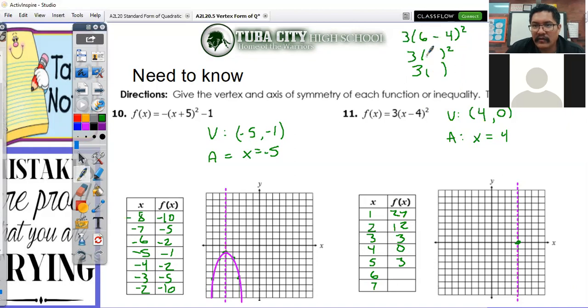6 minus 4 is positive 2. Positive 2 squared is 4. And that's also going to be 3 times 4, which is 12. Let's punch in 7. 7 minus 4 would be 3, and 3 squared is 9. So 3 times 9 is going to be 27.